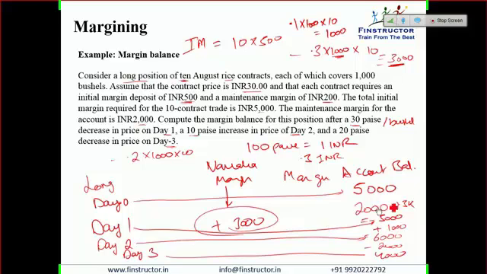So the exchange ensures that there is always enough money with the exchange so that even if you have a loss, this margin balance shouldn't normally go negative. It will always be a positive number, so that even if you go away or run away, the exchange has enough balance to meet the demands of the other counterpart.